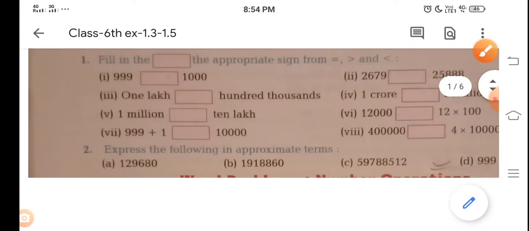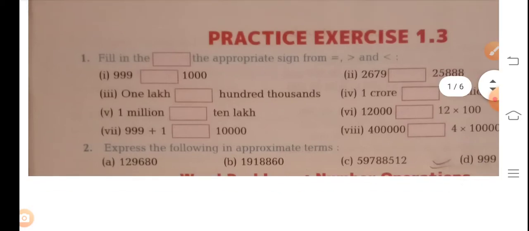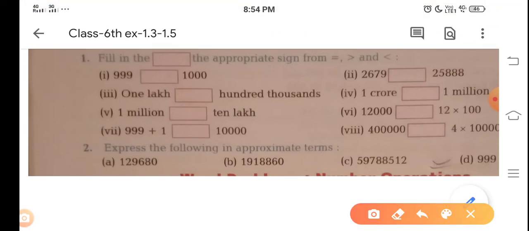Example for that, the first question: fill in the blanks with the appropriate form: equal to, is greater than, or is less than. Here we have 999 and 1000. Which is the smaller and which is the largest number?